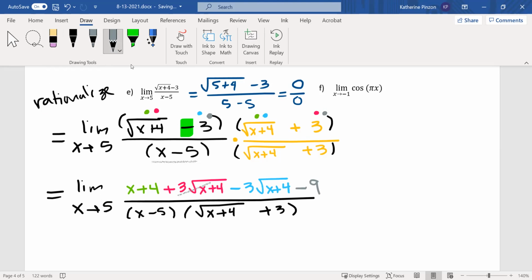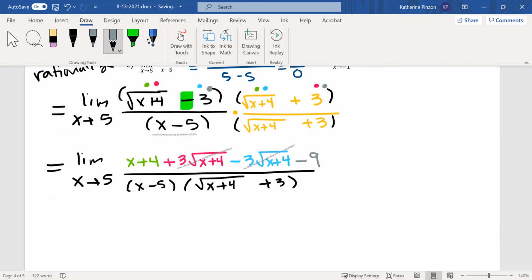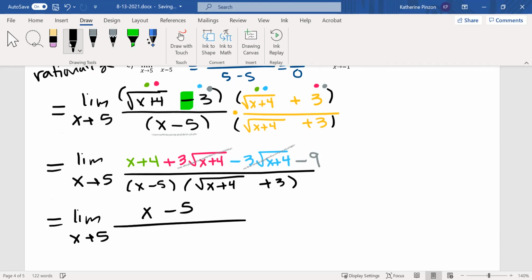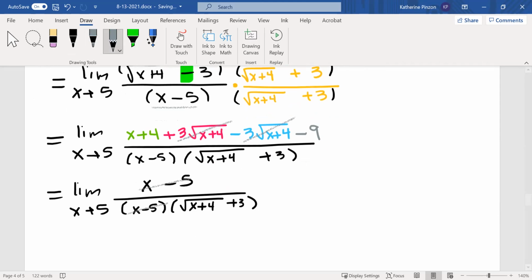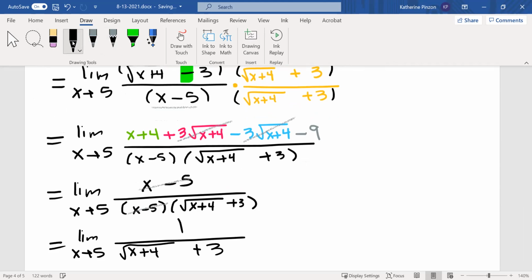Yeah, look at this. I have positive 3 square root of x plus 4 and negative 3 square root of x plus 4. So they go away. And then I have x plus 4 minus 9. What do you get when you do x plus 4 minus 9? x minus 5. Yes, that's what I was hoping for, remember? Okay, and now I say, see you later, alligator. There go those x minus 5s. What's left in the numerator when I do that? 1. Yeah, a 1. Okay, 1 over square root of x plus 4 plus 3.